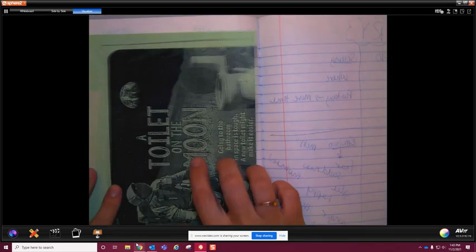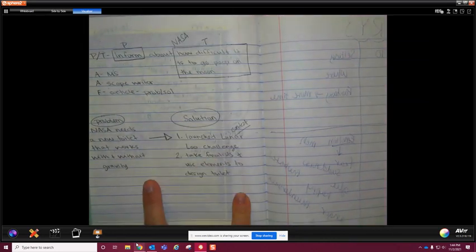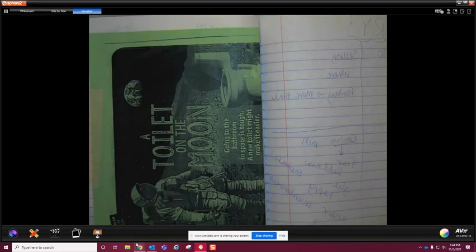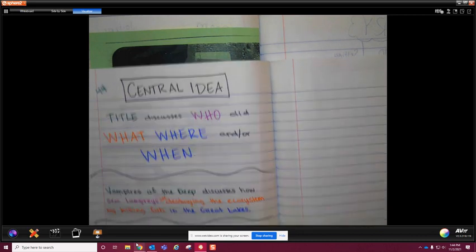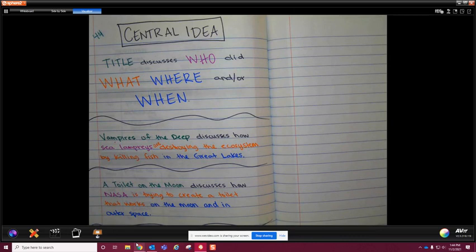Toilet on the Moon. So we also did the same thing. Underneath here, we already have Ptah. We also have problem solution underneath it. So this may end up helping you, or it may not. So again, we did this one together as a class as well. I got some information from them, but this is what we ended up coming up with. A Toilet on the Moon discusses how NASA is trying to create a toilet that works on the moon and in outer space.